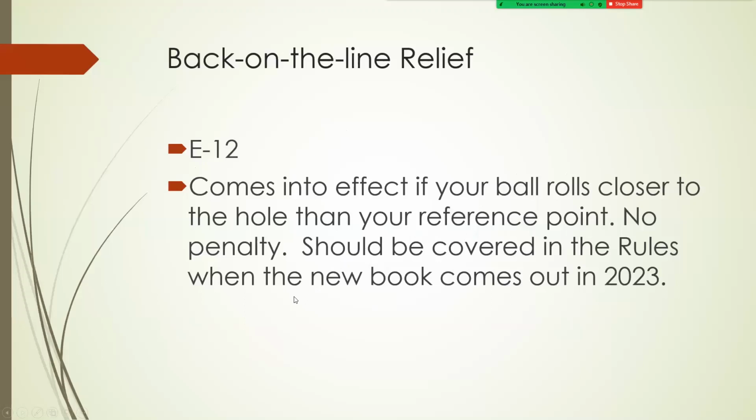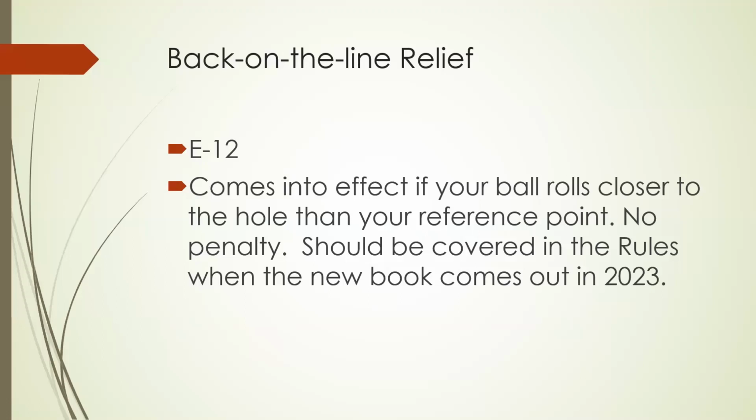So to give you an example, you're taking back on the line relief and you don't put a tee in the ground or a reference point. So what happens is the reference point is wherever your ball lands and your ball rolls closer to the hole. So you drop your ball, it rolls a little bit closer to the hole than where it landed. Hope I'm getting this right. You can still play it with this model local rule in place. It's still in play because it's not really close to the hole, right? You're taking back on the line relief. You can go back as far as you want.